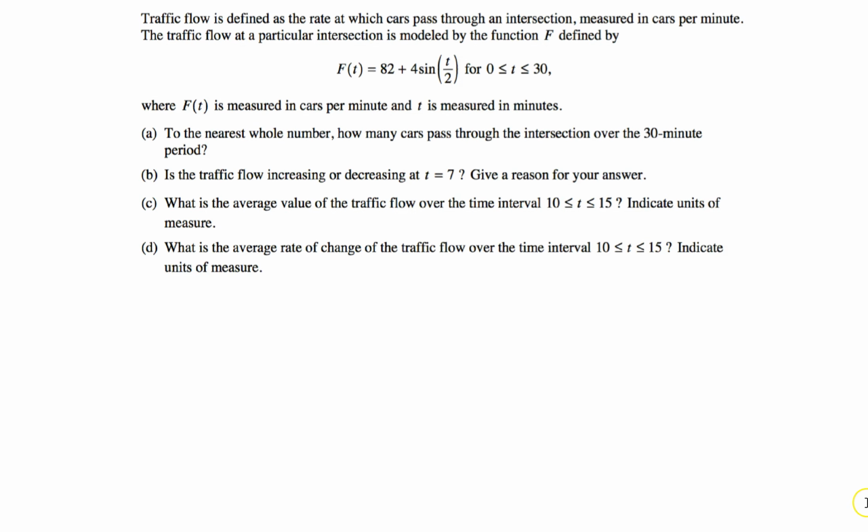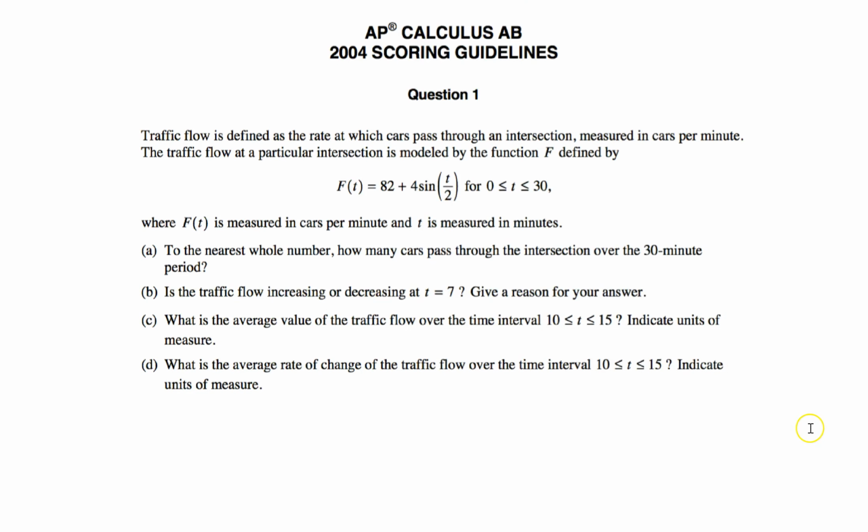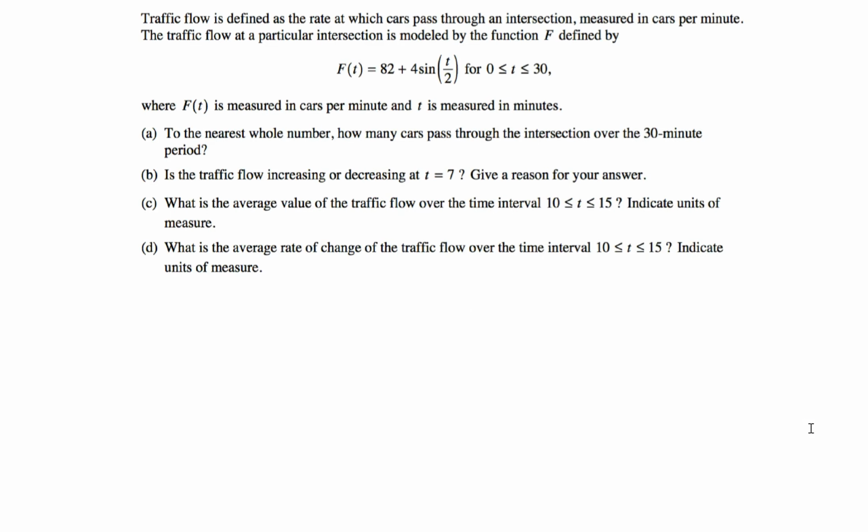Just make sure we have this kind of idea down. This is from the 2004 test. Traffic flow is defined as the rate at which cars pass through an intersection. Measured in cars per minute, the traffic flow in a particular intersection is modeled by the function f. So here's our function f. That's the traffic flow model. So again, it's the rate of cars coming into this intersection.